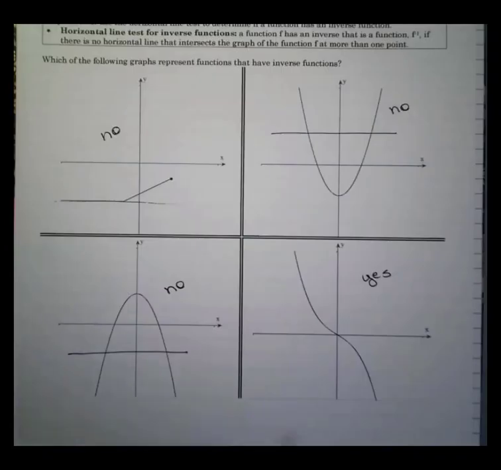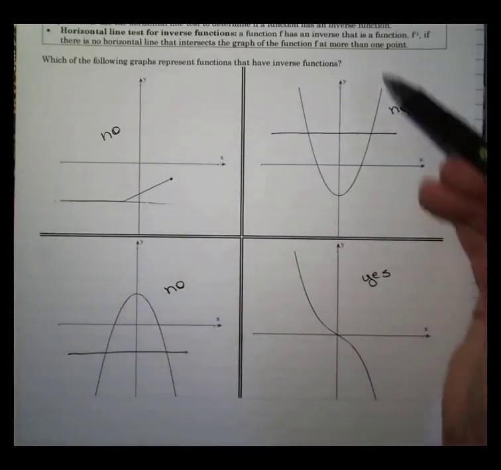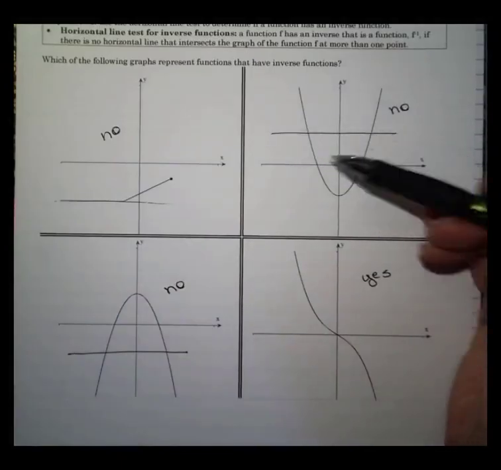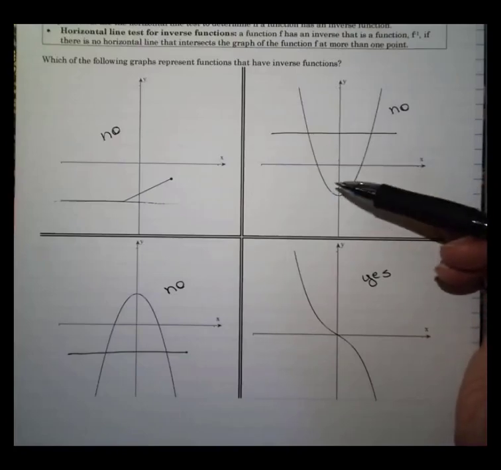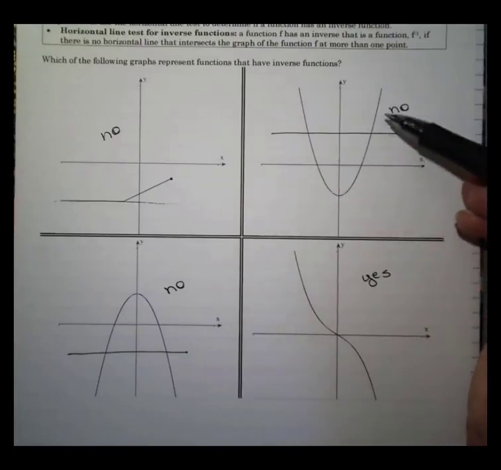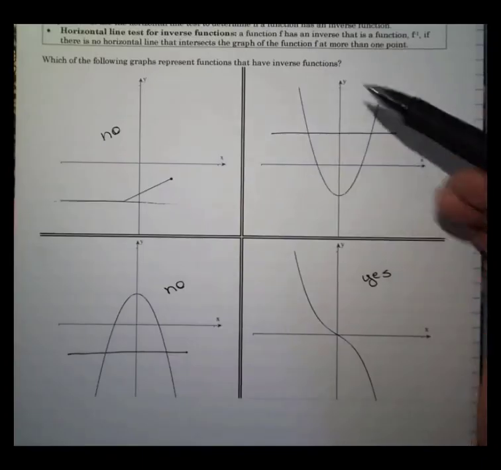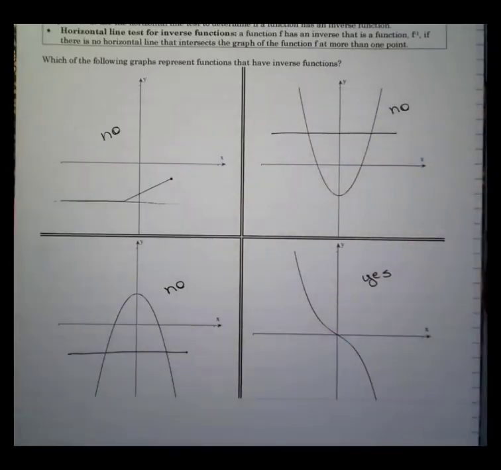Now just keep in mind that most of the time when you have a parabola, you're going to have trouble getting an inverse because they're not one-to-one functions. They have duplicates in them. But if you restrict it to just part of it, like x greater than or equal to 0, then you can have an inverted function. That's just something to keep in mind.